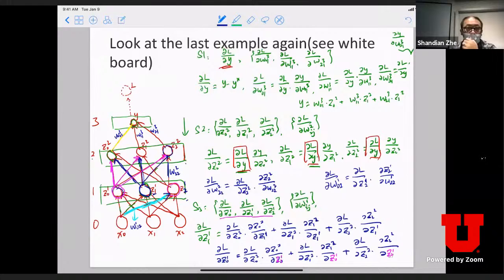This is called backpropagation. In this way, it can maximally reduce the computation because it avoids all possible duplicated computation. All new computation is something you have to compute. You cannot avoid it. But other than that, you don't waste any cost or time to recompute anything.